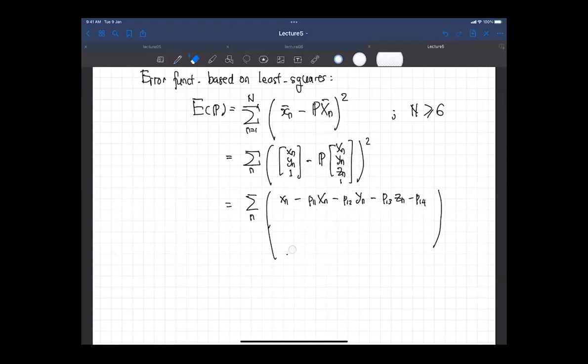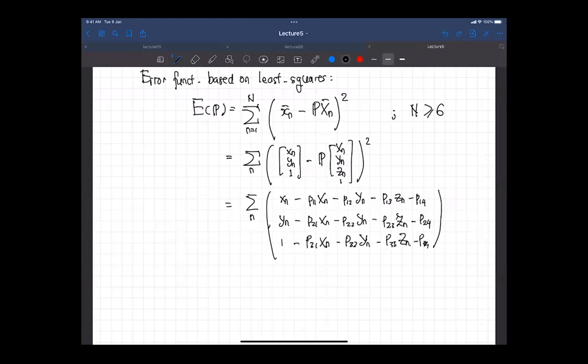So you do the same here without normalization first. y_n multiplied by 1, x_n minus p22 y_n minus p23 z_n minus p24. And then 1 multiplied by P31 x_n minus P32 y_n minus, sorry, that's P33 z_n minus P34. So basically, this is the thing that you need to do. And then you square it, right?